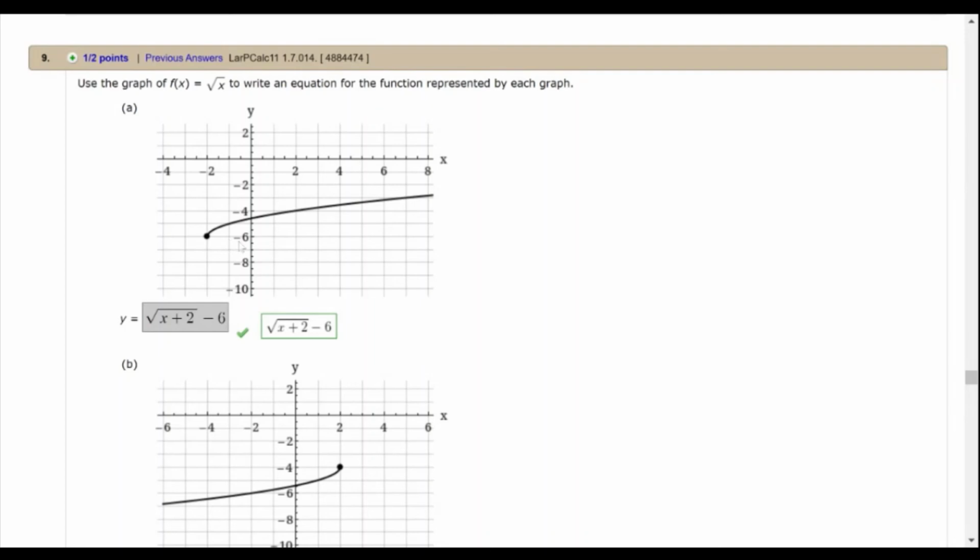Vertical shift down. So that's why it's -6 on the outside. And then we went horizontal shift to the left 2 units. That's why it's on the inside of the square root, but it's opposite of what you think. So even though we went left, it's +2. Y'all get that? All right. Any questions about A? Okay.